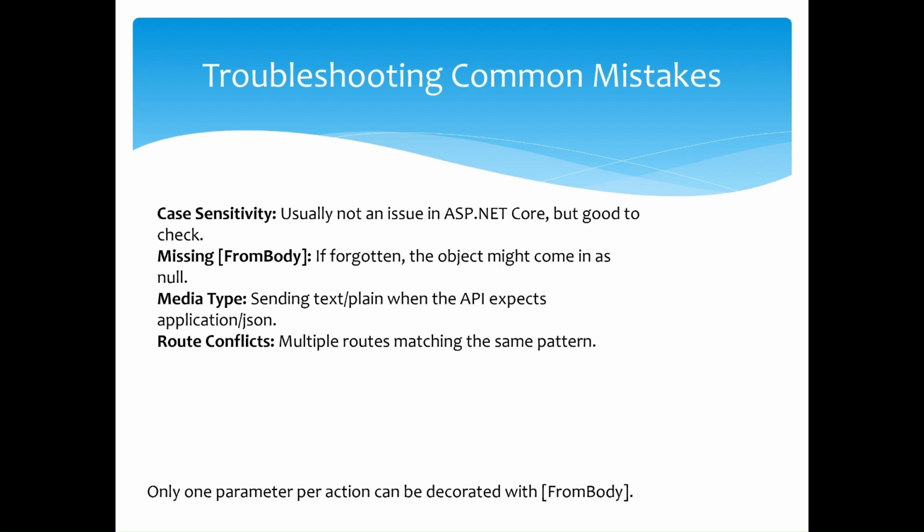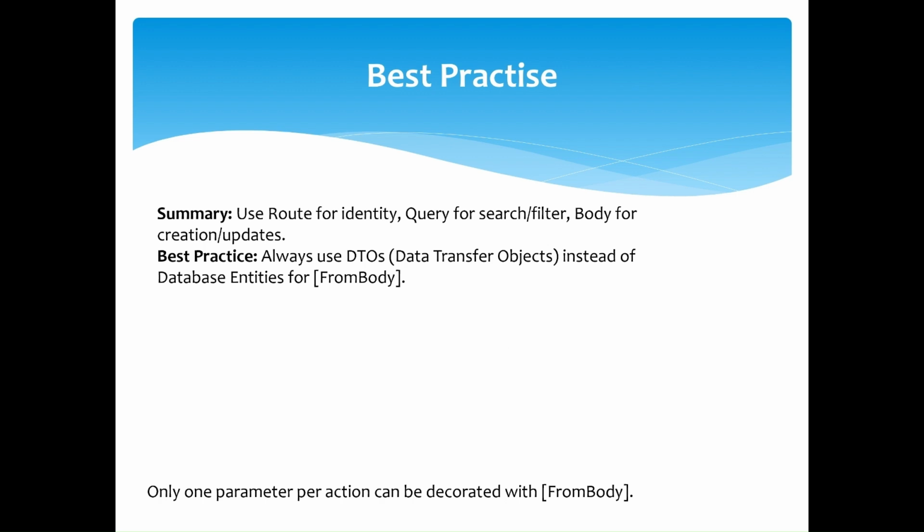Route conflicts. Ensure your URL route templates are explicit so the engine doesn't get confused between multiple endpoints matching the same pattern. Some of the best practices: always use route attributes for structural identity, use query strings for filtering, searching, and sorting the data, use the body attribute for creating or completely modifying resources, and as a golden rule, always use DTOs, data transfer objects, instead of exposing your raw database entity models directly inside a FromBody parameter. This keeps your architecture secure and cleanly decoupled.